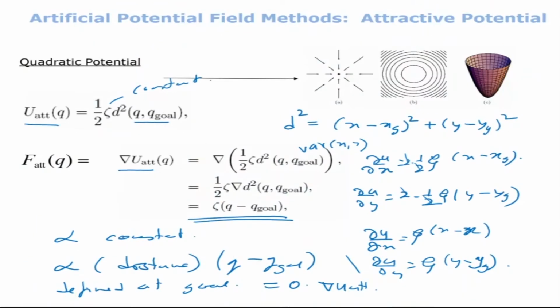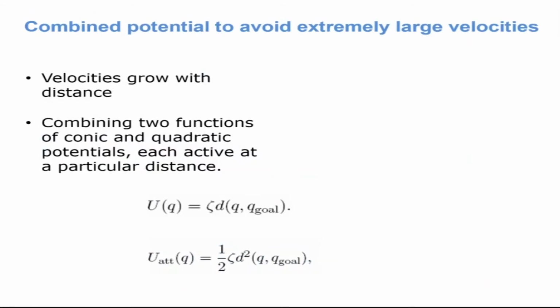Whereas if you use a quadratic potential, then it is directly proportional to the constant that we are assigning, plus it is directly proportional to the distance from the goal, and it is defined at the goal, unlike the conical potential. So one good idea would be to use both of them together, combining potentials to avoid extremely large velocities.